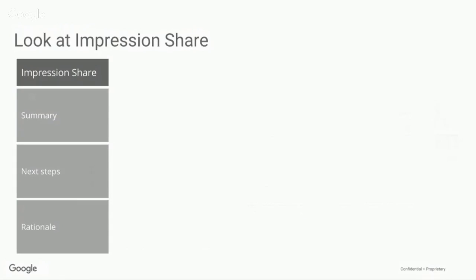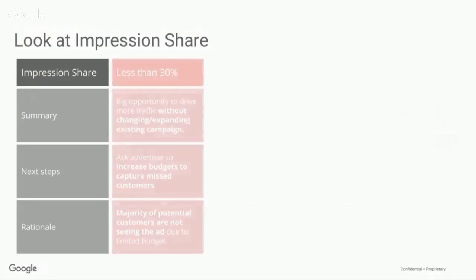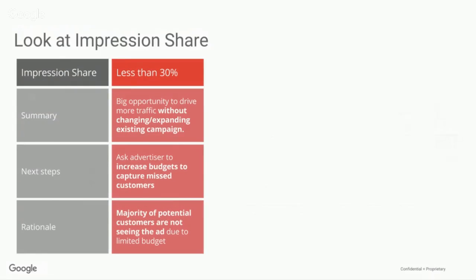So let's take a look at it based on what the impression share is. If your impression share is less than 30%, so you're showing up less than 30% of the time for those queries, then this is a big opportunity to drive more traffic without changing anything else. Essentially, this is just saying, hey, we need to increase the budget. So you don't need to look at adding new keywords. You don't need to look at expanding the geography. We just plain and simple need more budget for what we're trying to run.